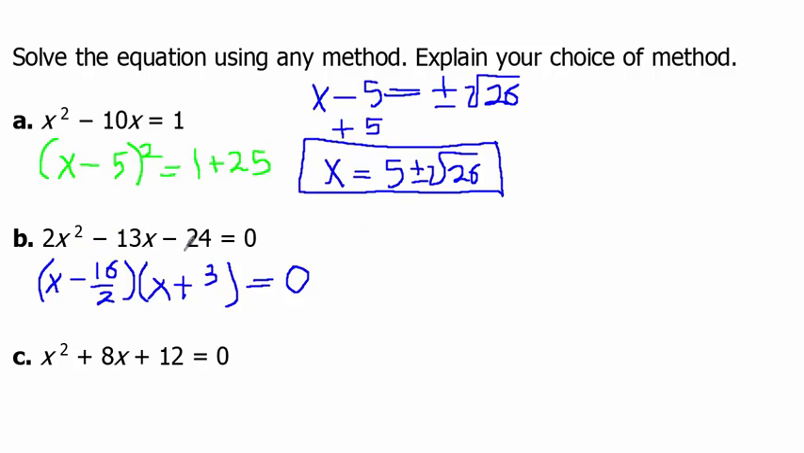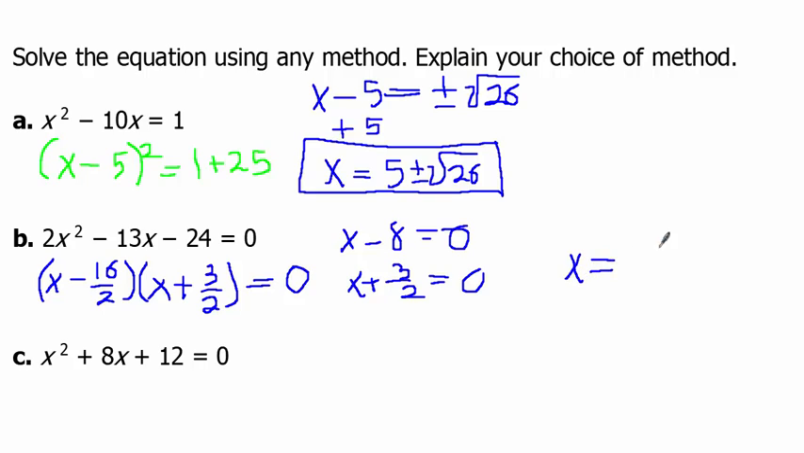So 16 times 3 does get me 48, but I have to put the 2 back. And then because I'm going for solutions, I'm going to go straight to x minus 8 equals 0, and x plus 3 over 2 equals 0. So that is going to give me solutions of positive 8 and negative 3 over 2.